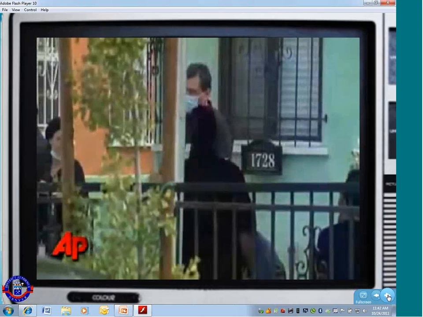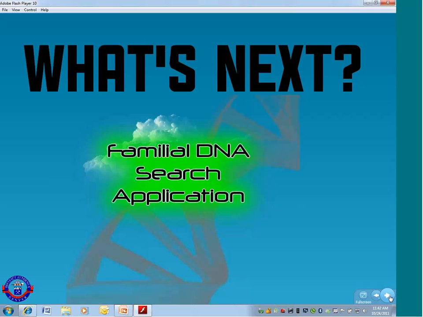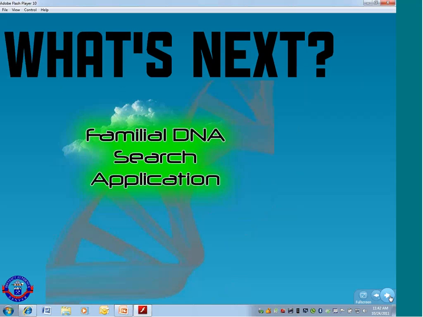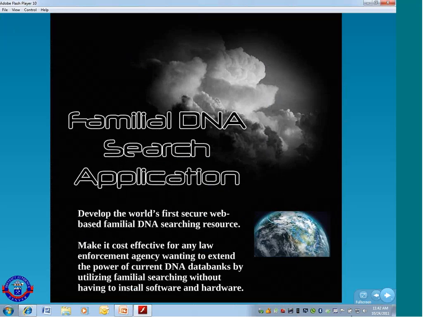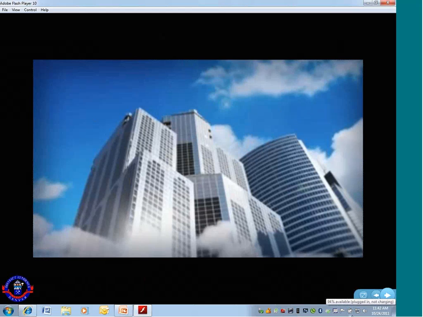So what's next with familial searching? DNA search applications. We are developing a cloud where our software would be available, a more secure and more efficient way of doing things. Cloud computing offers that potential.